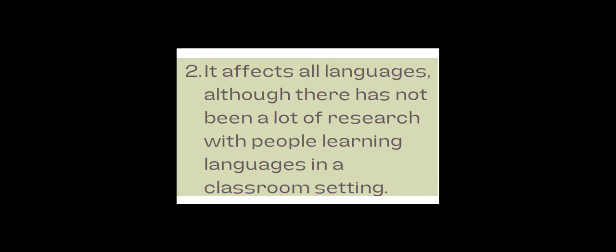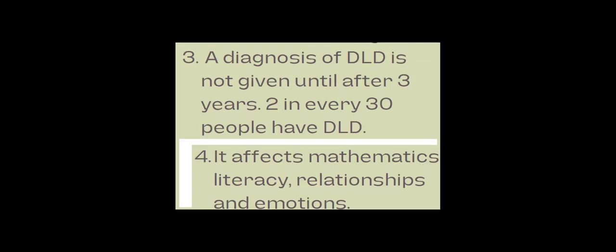DLD is a term used since 2016. It had previously been referred to as SLI, Specific Language Impairment. DLD can be defined as a difficulty with language, where children have a difficulty acquiring their own language for no obvious reason. So children can have difficulty understanding what people say to them and struggle to articulate their ideas and feelings.